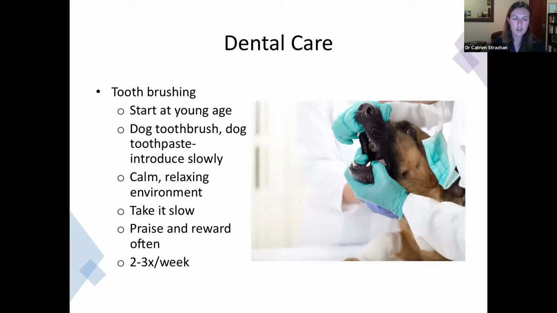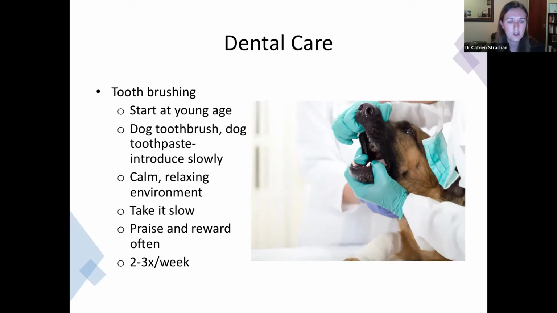Okay, then dental care. This is something we try and encourage our clients to do because it can really have a huge impact on a dog's health, especially later in life. You can brush a dog's teeth. That is something that one can do. It's best to start them sooner rather than later, so try and start doing that at a young age. One should use a dog toothbrush and obviously a dog toothpaste, and try and introduce it to the dog slowly. So let them sniff the toothbrush, perhaps let them lick a bit of the toothpaste. Most of the pet toothpastes are edible, so they don't need to spit it out or rinse it out.